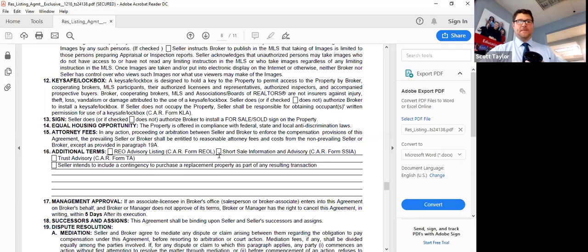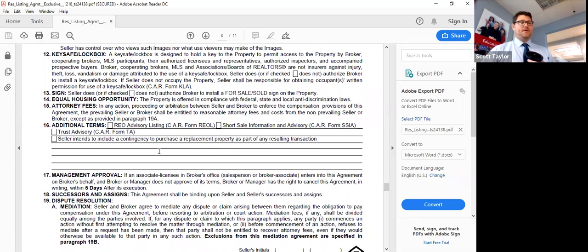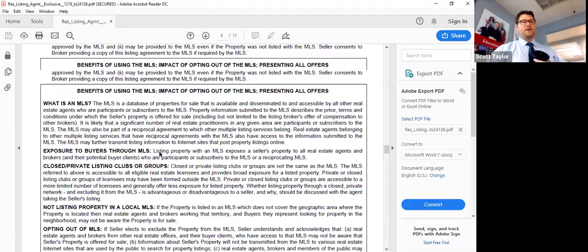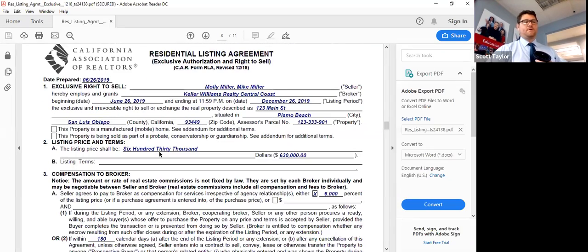Maybe I'm just lucky. If you're going to write in paragraph 16 is where you're going to put in additional terms. This is where you say if Scott Taylor and or Molly Lannon represent both buyer and seller, gross commission to be 4%. You could also put it up here in paragraph 2B, listing terms. You can put it in either place.